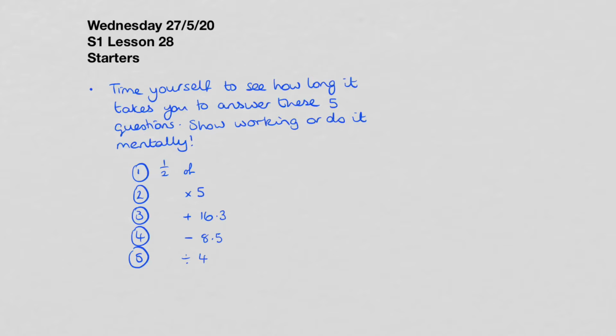Now we can see the type of questions we've got. We've got a half of, we've got times 5, add 16.3, take away 8.5 and divided by 4. So we've got different kinds of questions, and I haven't written in the other bits yet because I don't want you to start until we're ready to start. So in a second, the questions will appear, so start timing from then.